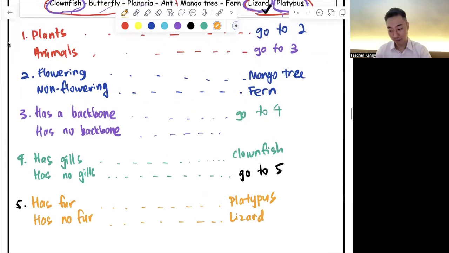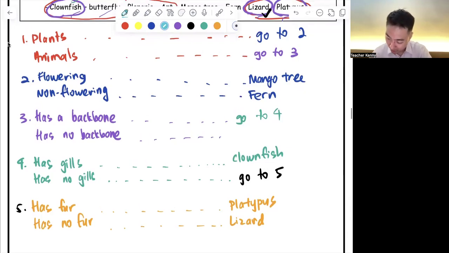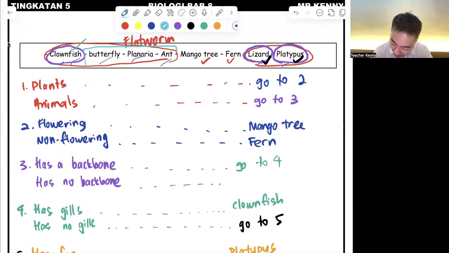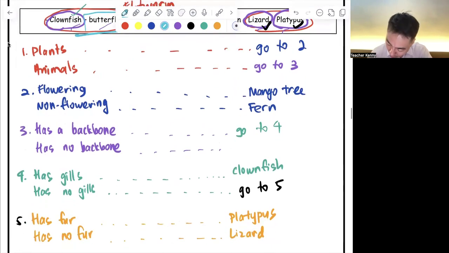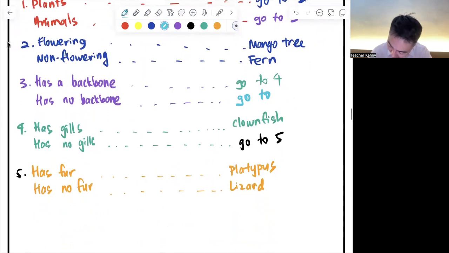Done. We are done with the backbone. Backbonus. Okay, next up, we go to has no backbone. Has no backbone, we have butterfly, planaria, and ant. So which means we go back to this one. Where did we stop just now? Number 5. So now we go to number 6.